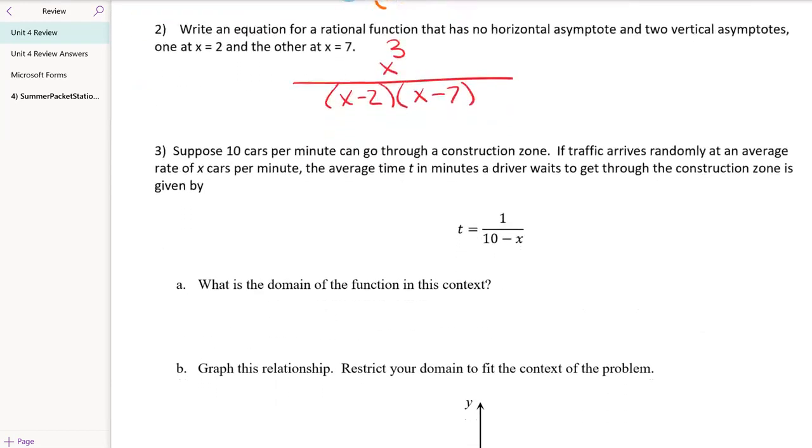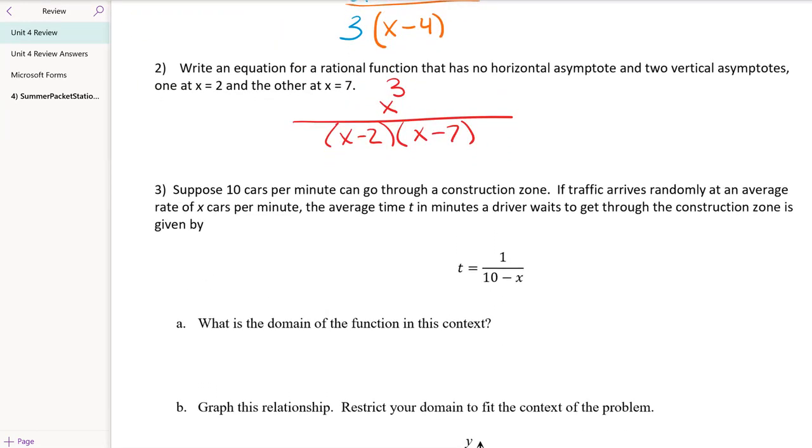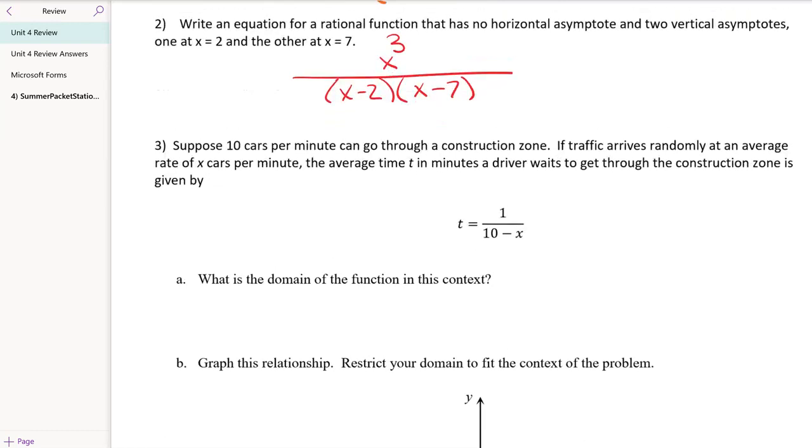All right, and then this problem, the word problem is pretty self-explanatory. It's just a vertical asymptote at 10. The hard part is the context of the problem. If there's more than 10 cars per minute, traffic is stuck. We're not going anywhere. So that's it. I have 3 seconds left.